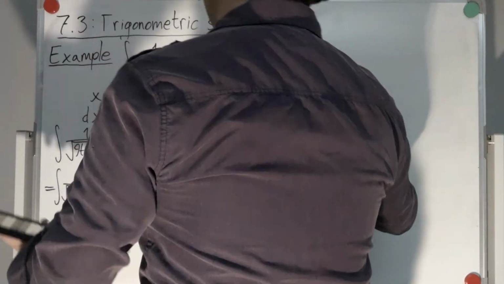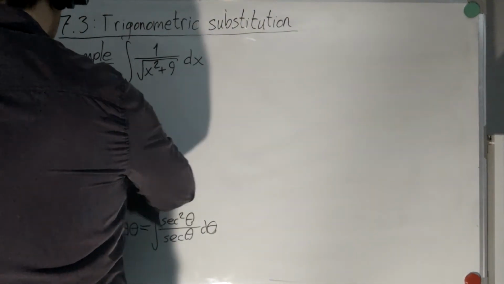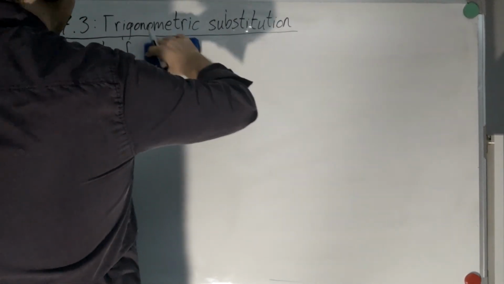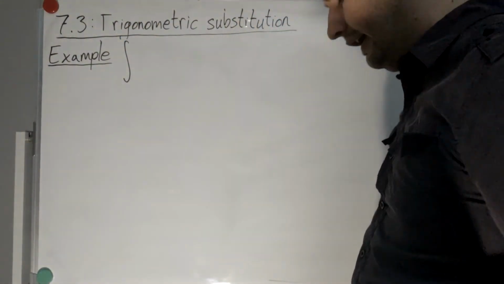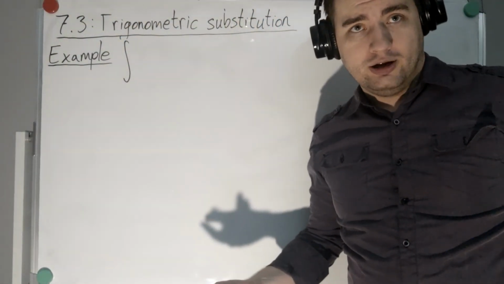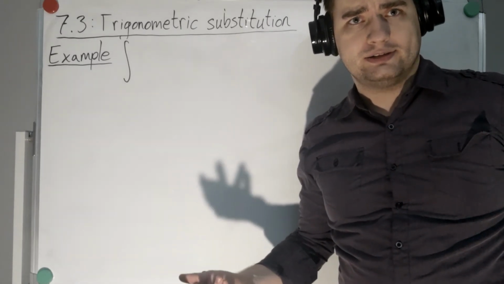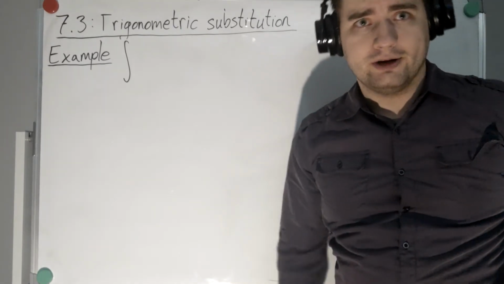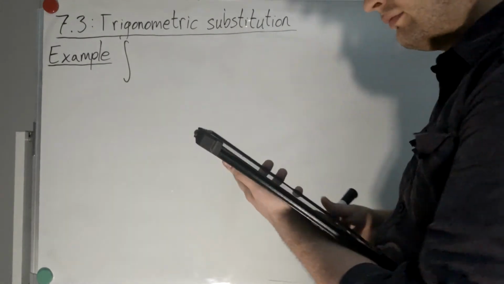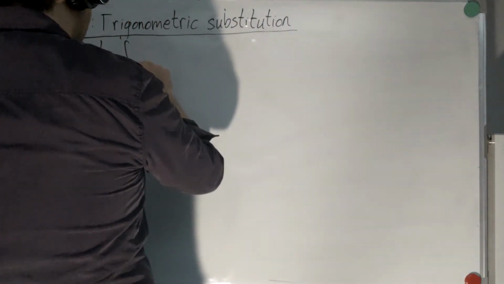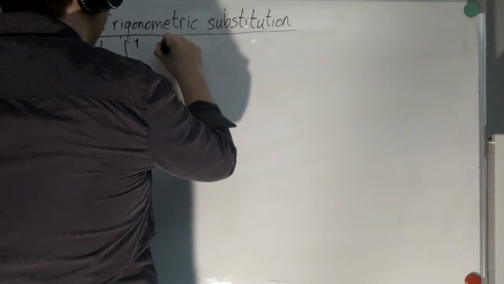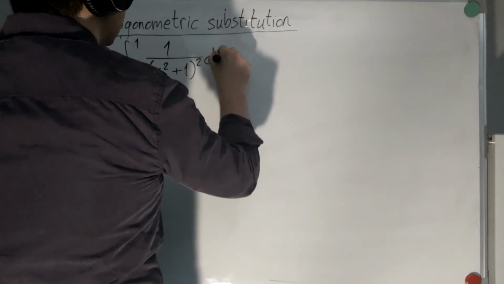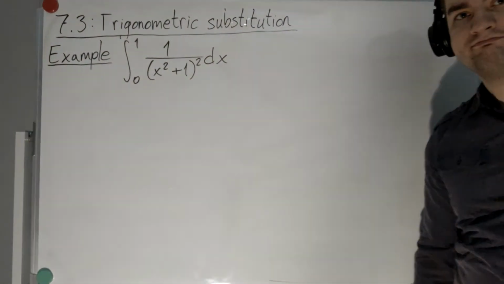And the other question of why haven't we done definite integrals is, first of all, they can get a little bit messy. But more importantly, if you can figure out the indefinite integral, then figuring out the definite integral is just as easy as plugging in the bounds and then subtracting for the actual indefinite integral. Anyway, in this case, we have the integral from 0 to 1 of 1 divided by x squared plus 1 squared dx.